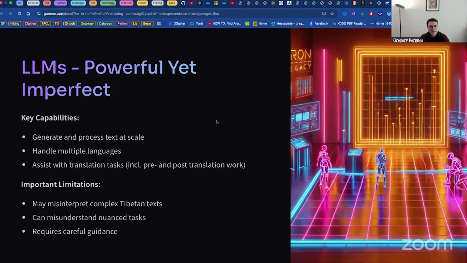Now, the bad thing is that they can totally misinterpret complex Tibetan text. It's not like we input a question, then we get an answer, and this is always correct, and this is something that we should take at face value. Conversely, it's not something we should reject, and we'll see how we can use even bad answers to get where we want, right? So understanding nuanced, complex tasks can be difficult for the LLM.